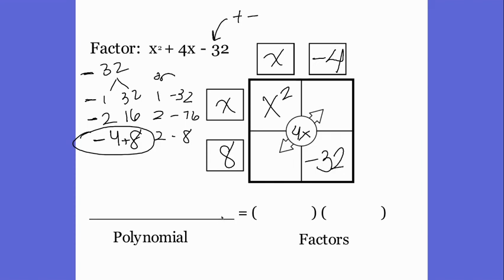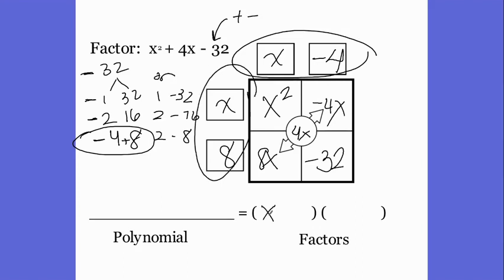So go ahead and multiply out. Did we make the right choices? 8x here, negative 4x here, and I do get negative 32. So my two factors are x minus 4 and x plus 8.